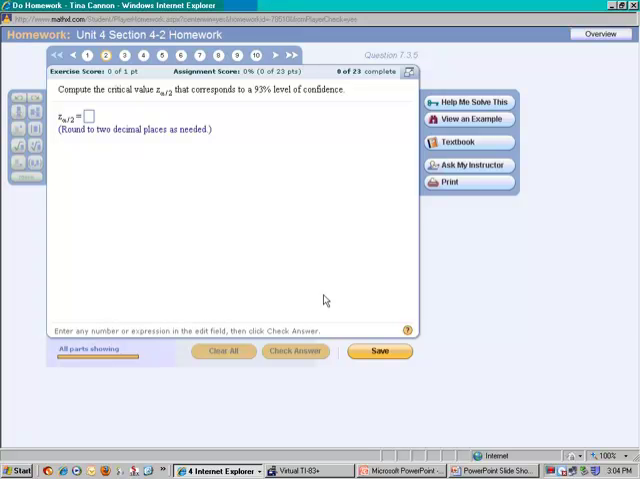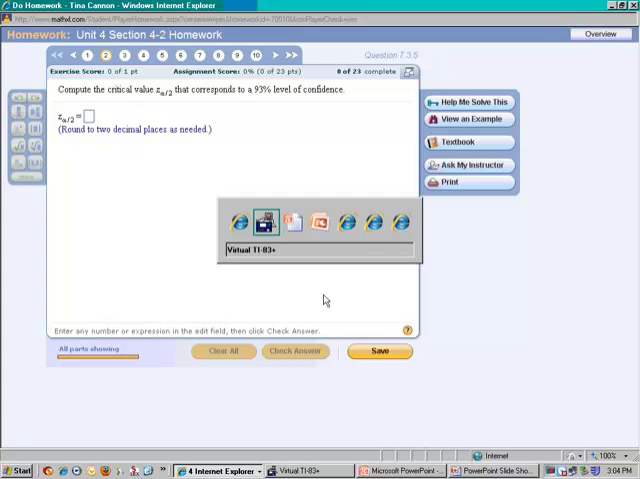First one I want to look at is problem number 2, which asks you to compute the critical value z alpha divided by 2. Notice it corresponds to a 93% confidence level. So let me show you an example of this.